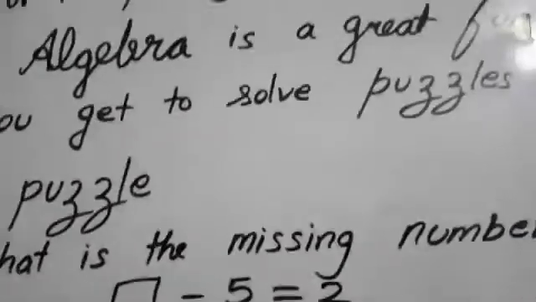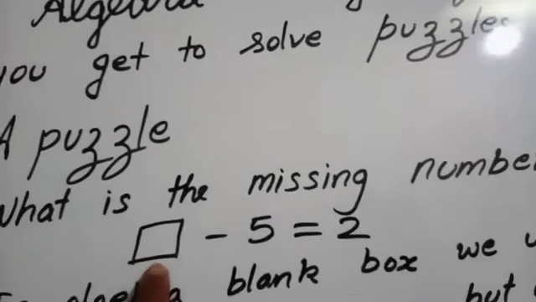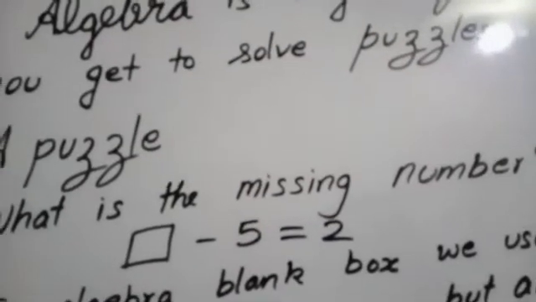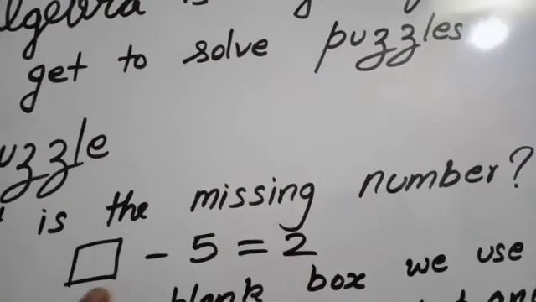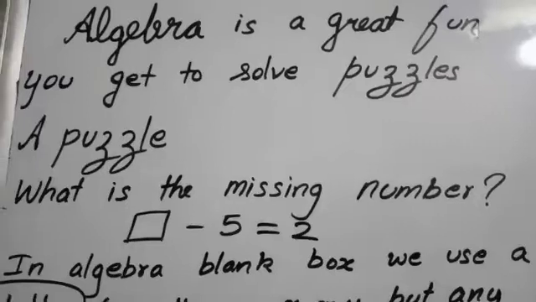In this way, who is that person, or which number is it? Box minus 5. If you subtract 5 from any number and the answer is 2, you can easily find out that the number is 7. In algebra, dear students, we are all learning these things.